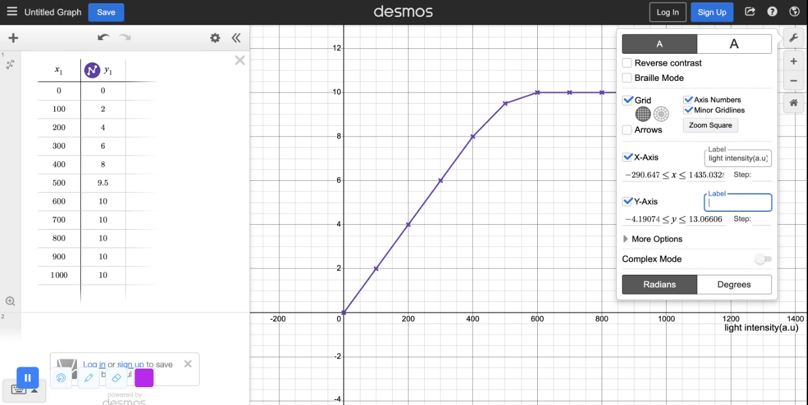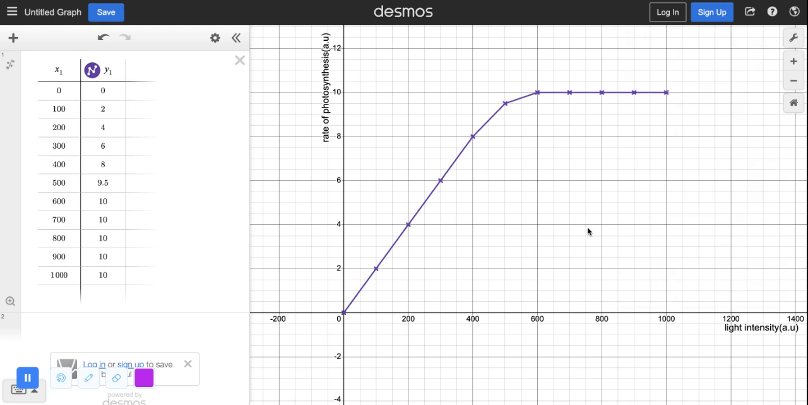On the left-hand side, on the y-axis, it was rate. You can see popping up rate of photosynthesis. Okay. And that also was arbitrary units, AU. Okay. And that's it. There's my graph.